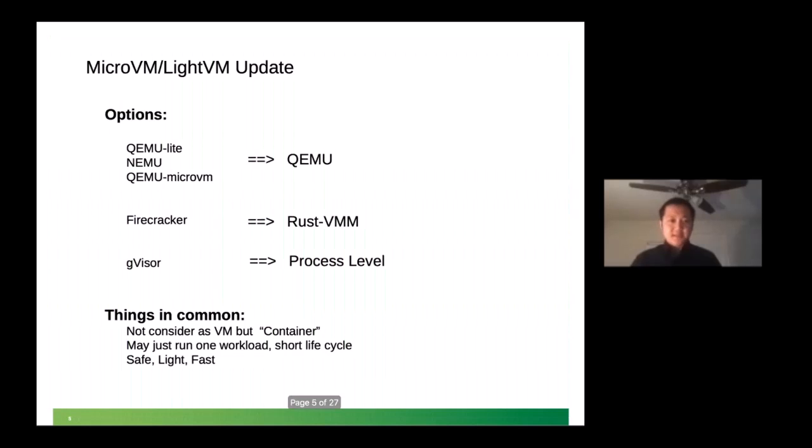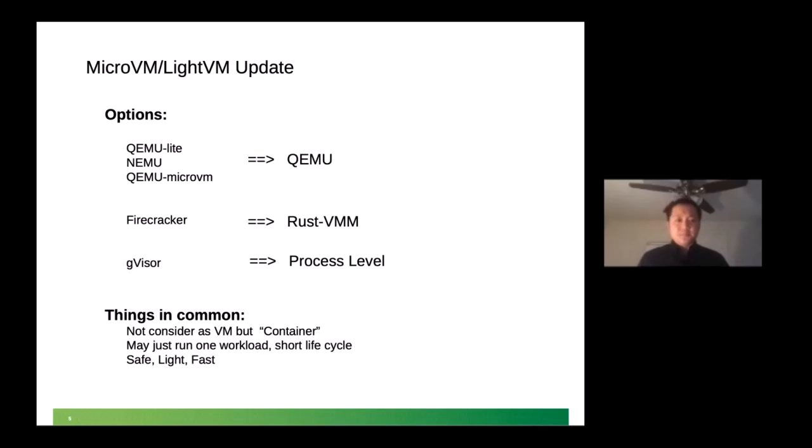So let's have a quick look at the micro VM. I think it's not strange to you guys, and I have also followed this topic for a couple of years. There are a couple of options here, like QEMU Lite, NEMU, or QEMU microVM from last year, which is QEMU based, and Firecracker, rust-vmm based, but earlier than rust-vmm. And also some others, like process-level API ones, like gVisor. It's not my intention here, so we just keep it.